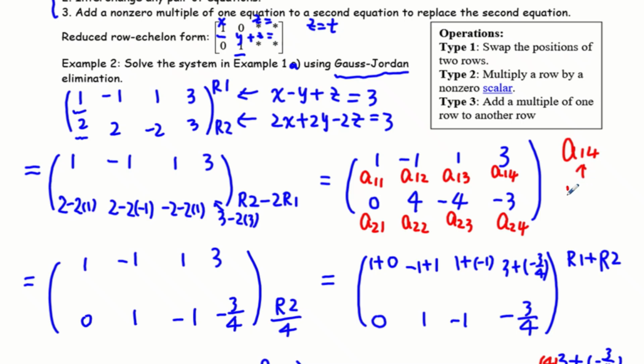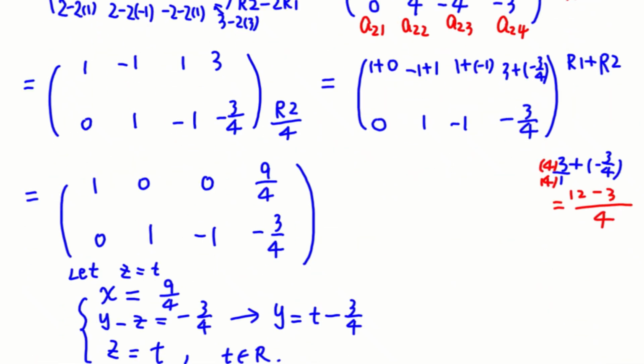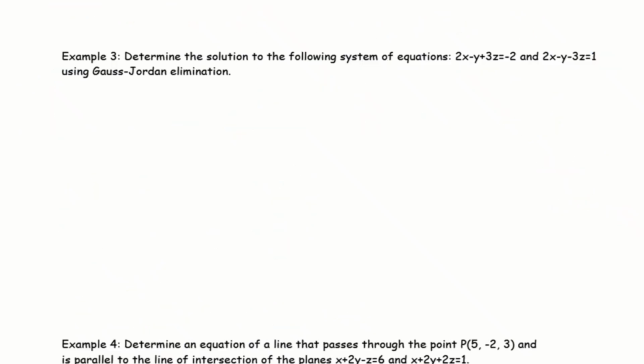So the first number is the row number, and the second number is the column number. Then it will be easier for us to talk about which number. Just say, okay, A11, A12, A13, A14, instead of saying 1, then we don't know which one you are referring to, okay? And this is for this method. Then we are going to continue practicing more.